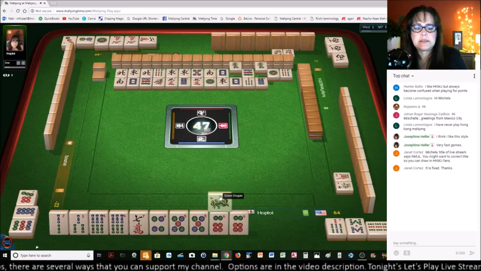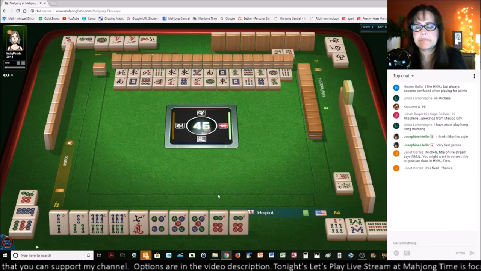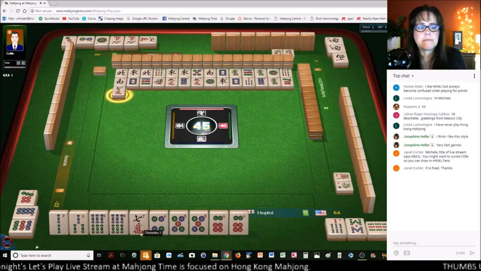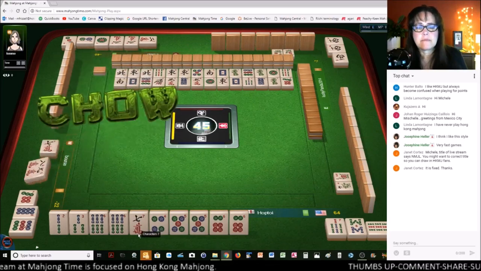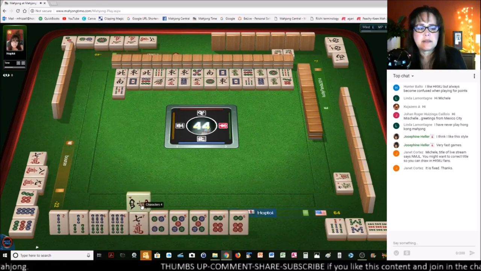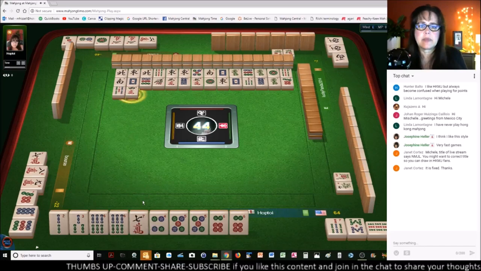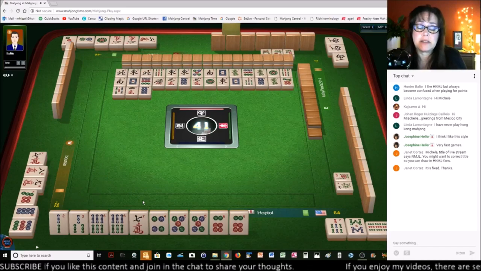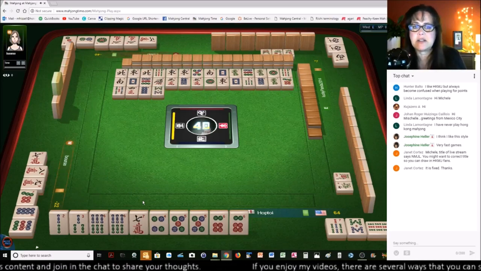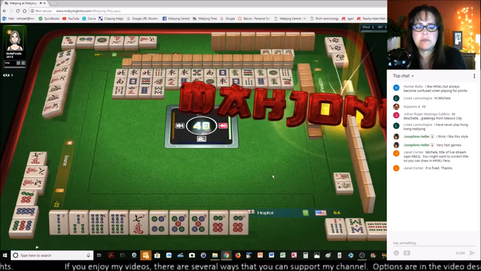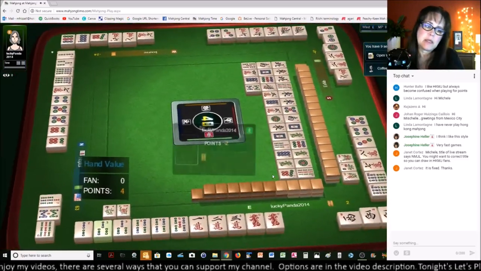8 dots. Oh, nope. Green dragon. 7 dots. 7 characters. Chow. Okie doke. 5 bamboos. 4 crack. Not helpful. 4 characters. So we just need to wait to draw or the player on the left to discard tiles. That's kind of the challenge with chow hands. 3 bamboos. Nope. Uh-oh. Mahjong. No.